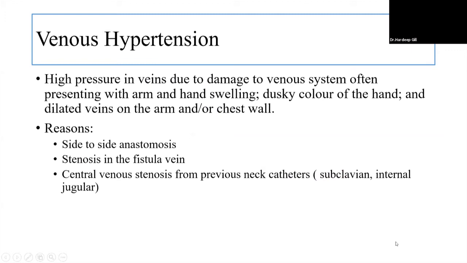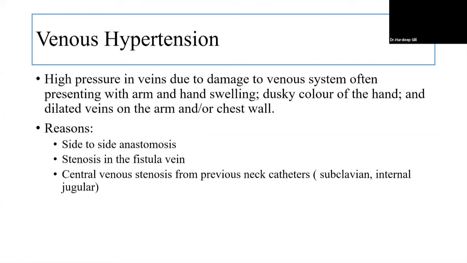Another complication that can threaten your AV fistula or graft is venous hypertension. So high pressure in the veins due to damage to the venous system, often presenting with arm and hand swelling, dusky color of the hand, and dilated veins on the arms or chest wall.